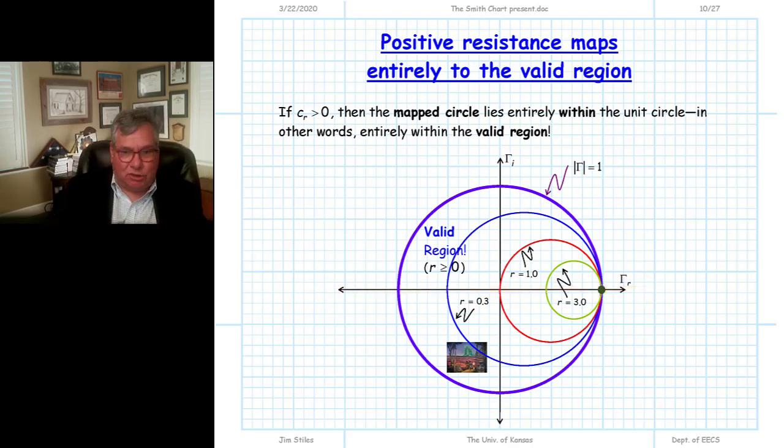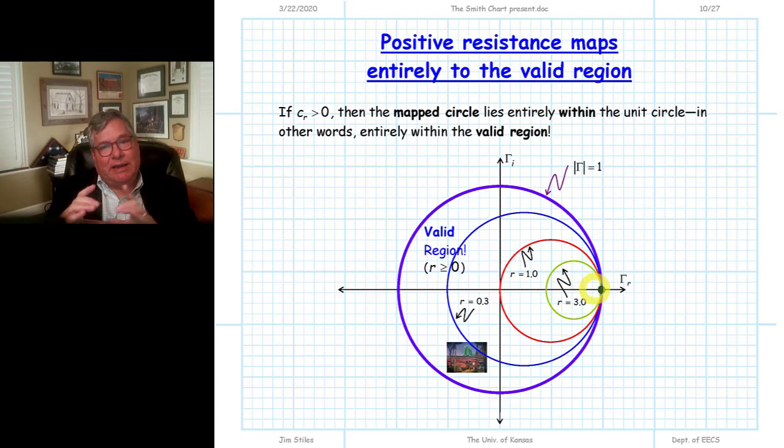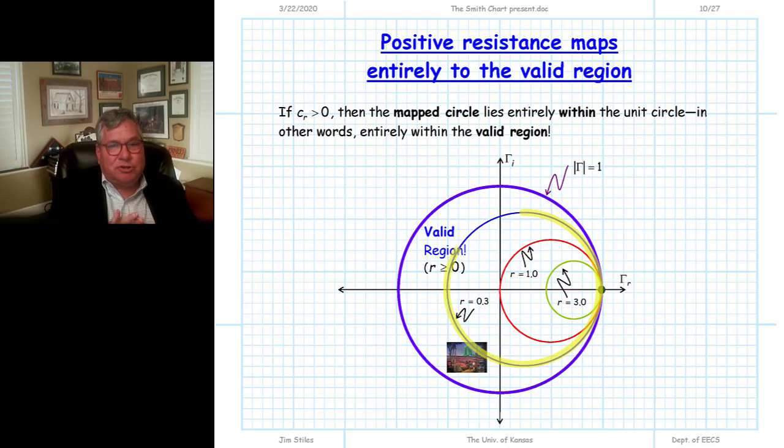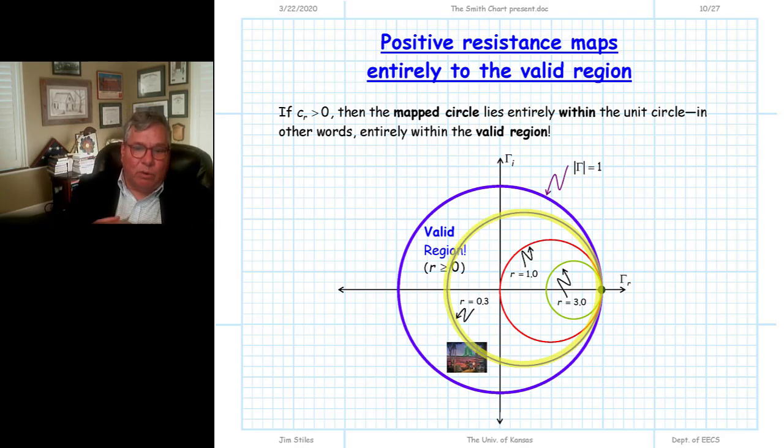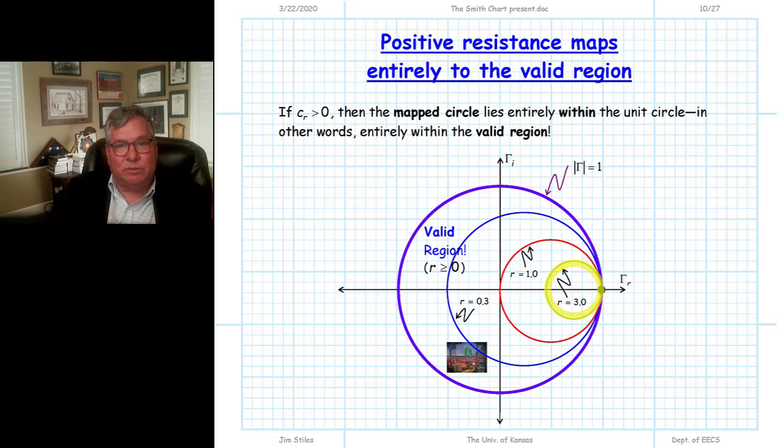What about the radius of these circles? Well, again, as CR is equal to 0, we know the radius is 1. It's the unit circle. As CR increases, becomes more positive, what we find is the radius of those circles will diminish. As we slide to the right, the radius will likewise diminish. The contour for r equal to 0.3 has a larger radius than the contour for r equal to 1, and the contour of r equal to 3 has a smaller radius still. And we know as we take CR to infinity, that radius will get smaller and smaller until finally it will get to 0 at the open circuit case.